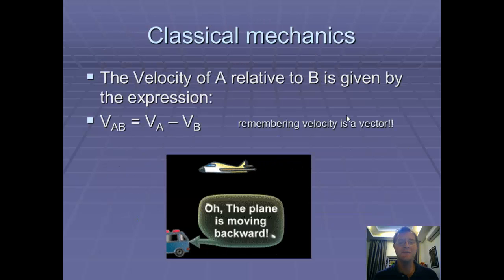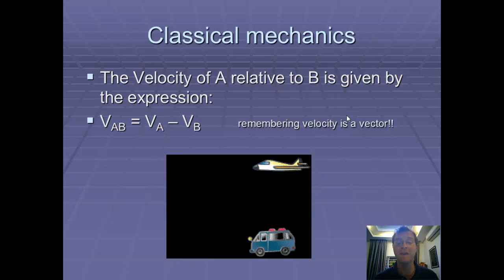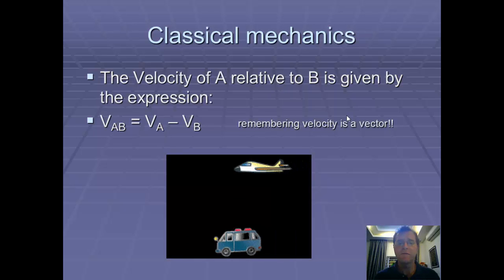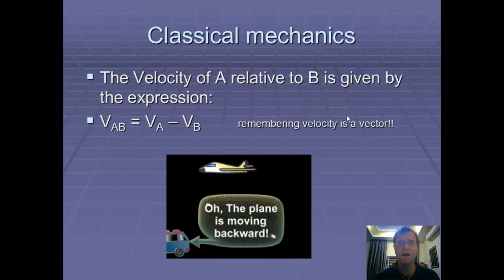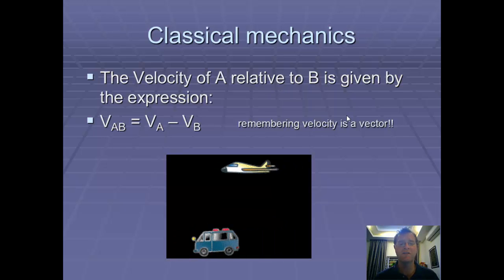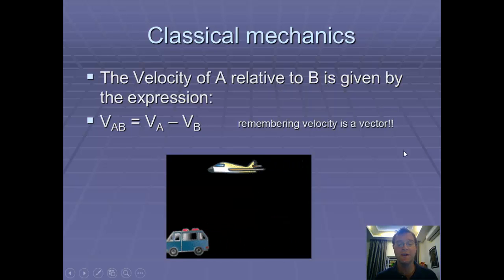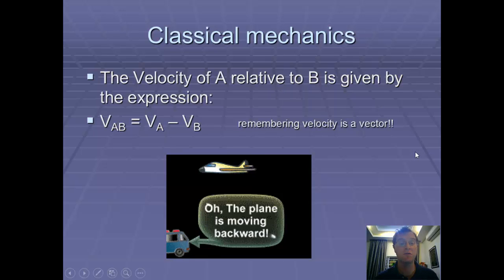So in classical mechanics, the velocity of A relative to B is given by this expression. Okay. So the velocity of A relative to B is going to be velocity A minus velocity B, remembering that velocity is a vector, so it's going to have direction as well. And that's fairly straightforward. Okay, so if they're both moving in the same direction, it becomes a fairly straightforward calculation. So let's look at an example of this.